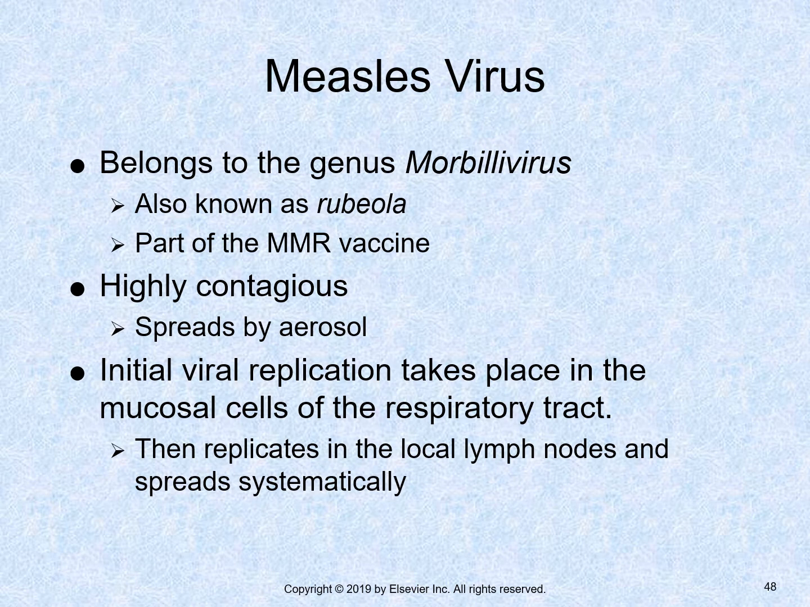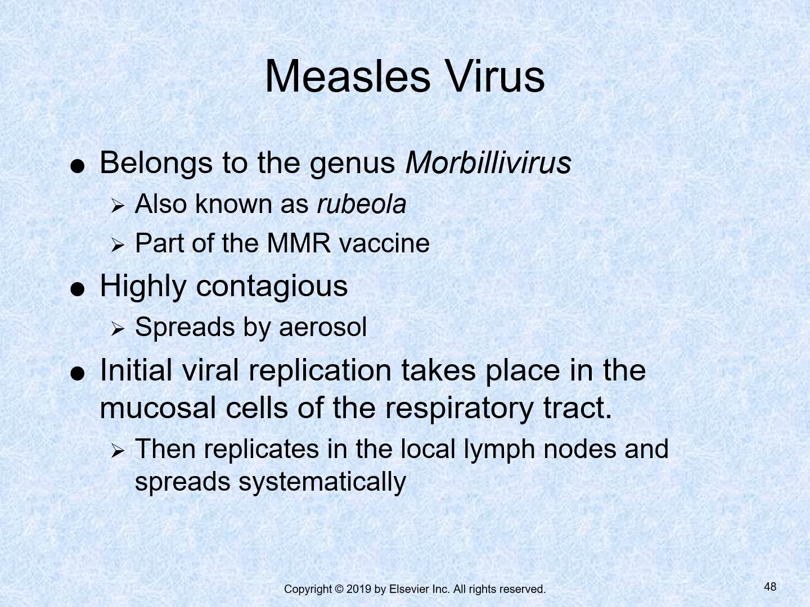The measles virus is an enveloped virus that belongs to the genus Morbillivirus. It's also known as rubeola. The measles virus is part of the MMR vaccine. It's a highly contagious virus that's spread by aerosols. Initial viral replication takes place in the mucosal cells of the respiratory tract. Then they replicate in the local lymph nodes and spread systemically.